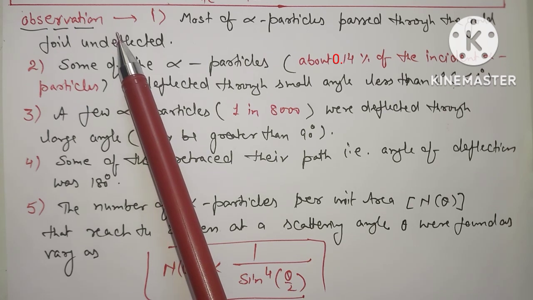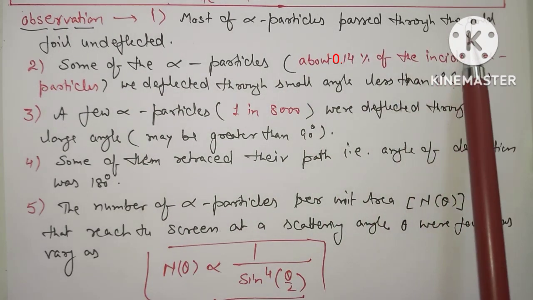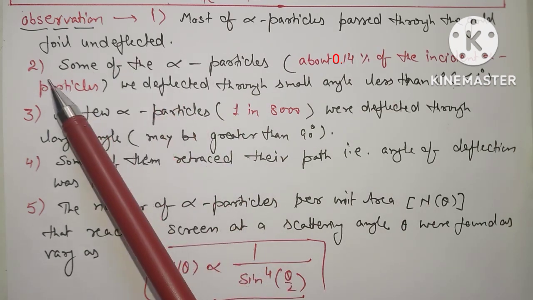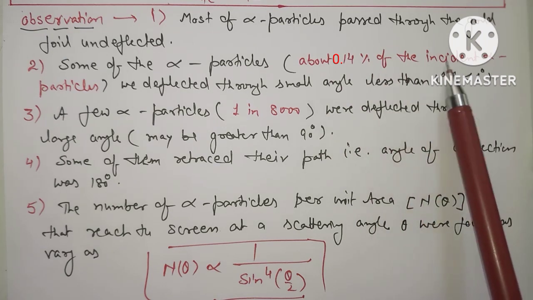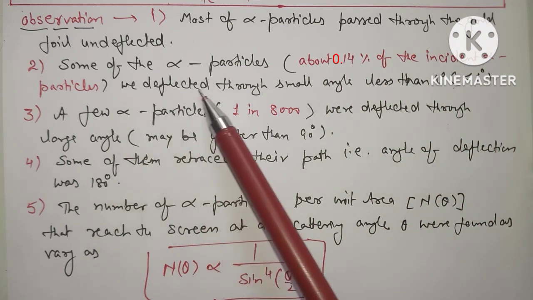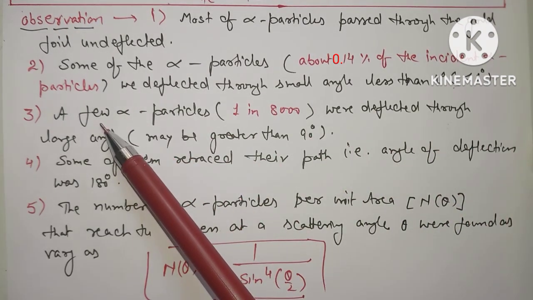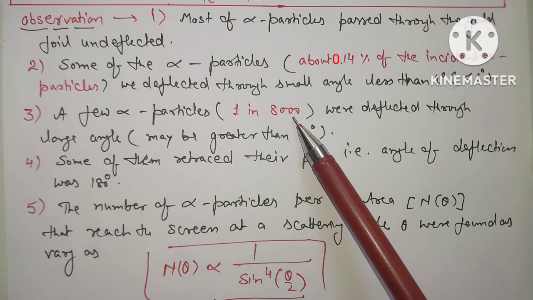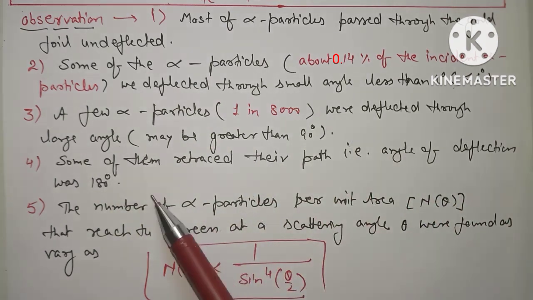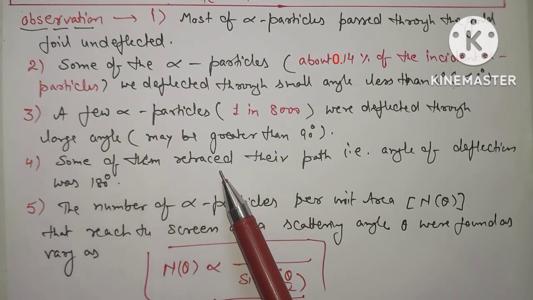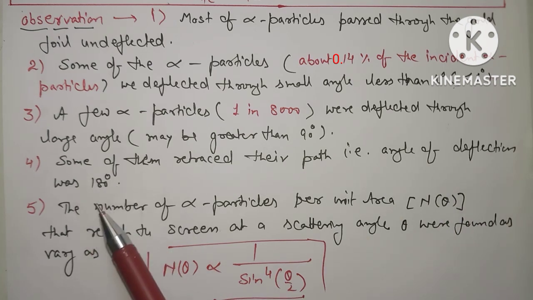So we can write these observations in this way. First, most of the alpha particles pass through the gold foil undeflected. Second, some of the alpha particles, about 0.14% of the incident alpha particles, were deflected through a small angle less than 1 degree. Third, a few alpha particles, 1 in 8000, were deflected through a large angle, maybe greater than 90 degrees. Fourth, some of them retraced their path, that is, the angle of deflection was 180 degrees.